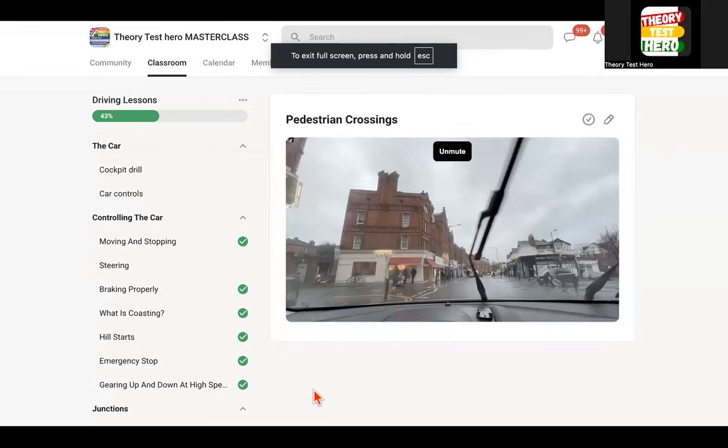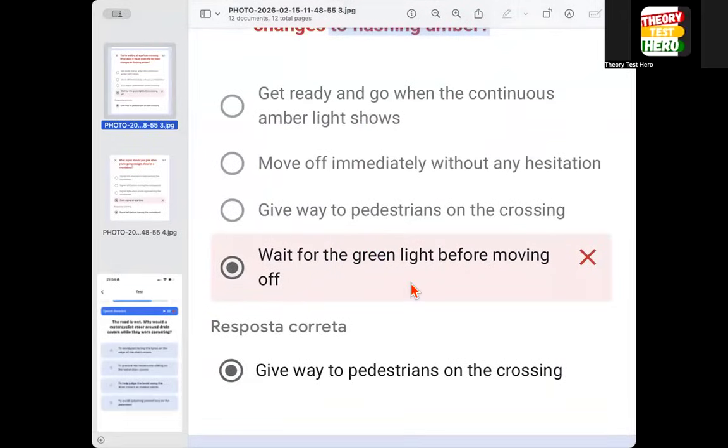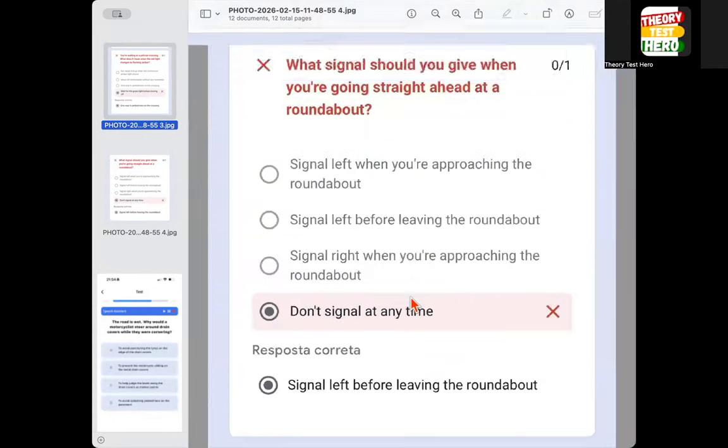So at pelican crossings, the flashing amber is the same as green. What about steady amber? Steady amber, it's a stop, yeah? Steady amber, you're stopping just like any other traffic light. So with steady amber, you'd stop, getting ready for the red light.